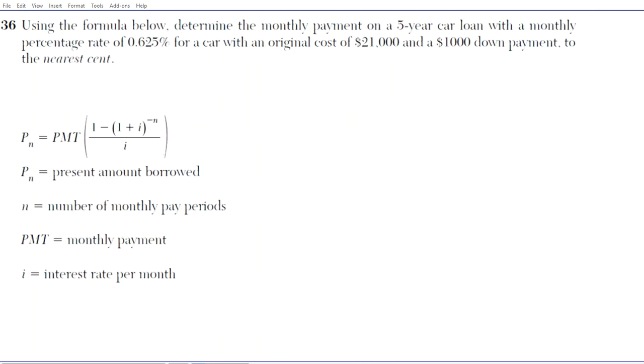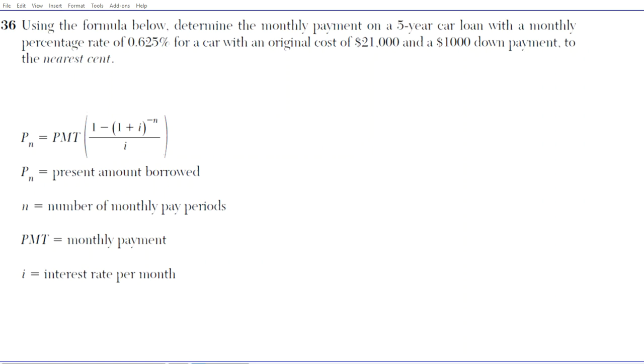Alright, let's take a look at question 36. It reads, using the formula below, determine the monthly payment on a 5-year car loan with a monthly percentage of 0.0625 for a car with an original cost of $21,000 and a $1,000 down payment to the nearest cent.